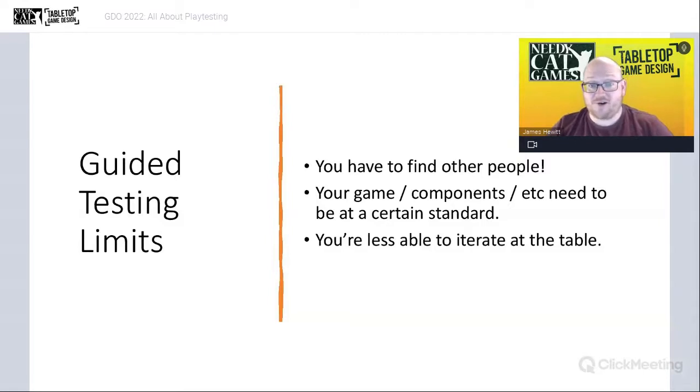And similarly, you're less able to iterate and change your game at the table. Yeah, you can lean over and cross out a 4 and make it a 5 or something on a card, but you can do it 2 or 3 times before the players start getting a little bit narked because you're changing things and they can't because they're still trying to play a game, right? And you're shifting the goalposts as they play. So yeah, guided testing has its limits, definitely, but it's still very important as playtesting goes.